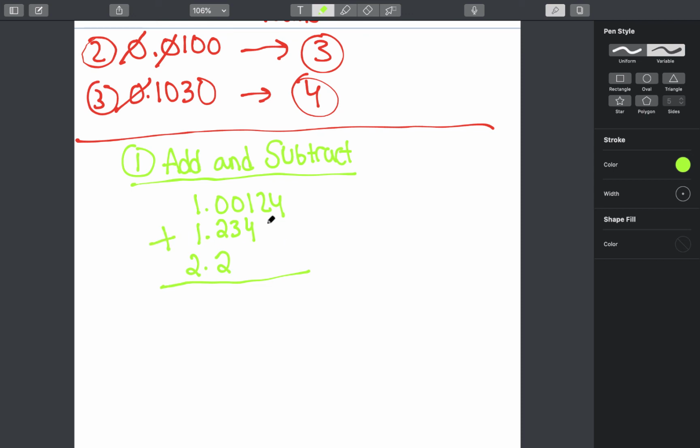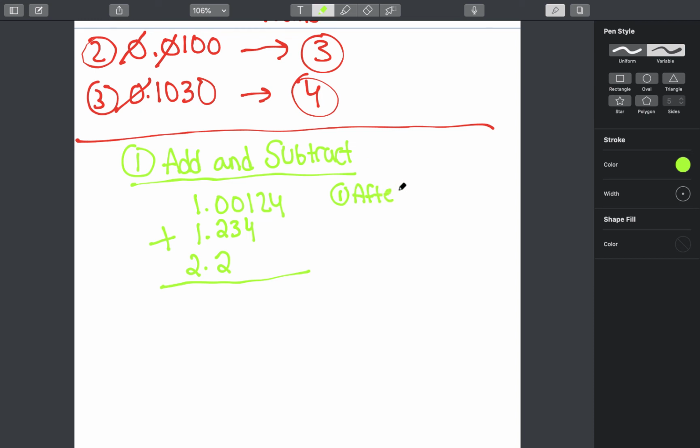So whenever you add or subtract numbers or measurements, your resultant value at the end, whatever value you get after adding or subtracting, should have the same number of significant figures as the value with the smallest number of significant figures. So let's write that down.